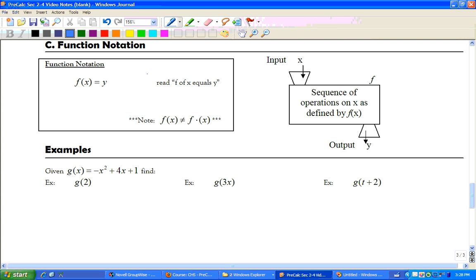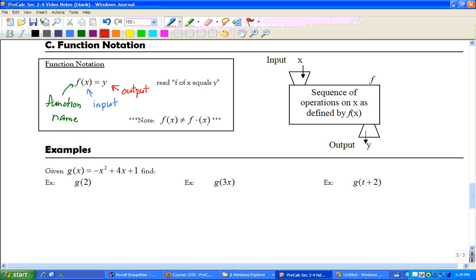Function notation, hopefully you have seen this before, but it's just f of x. And in f of x, f represents the function name. x is our input, and y is our output. So f of x is equal to y. Basically what we're doing here is replacing y equals equations with f of x equals equations. So f of x is equal to y is how this is written.